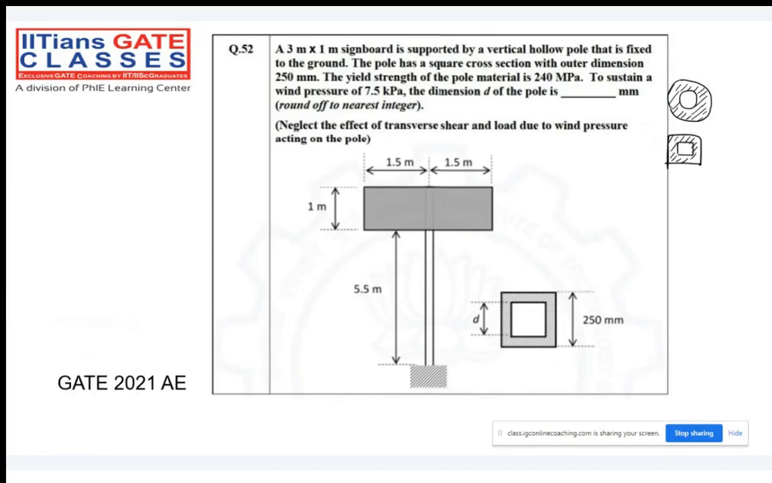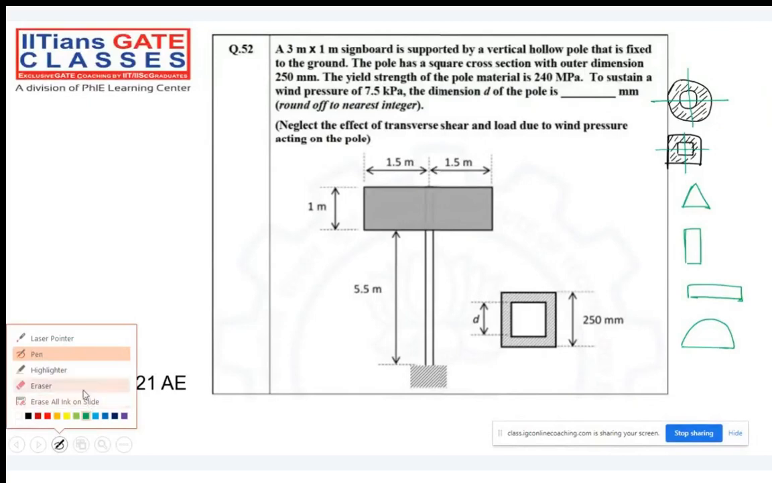That's it. About Ixx, about Iyy. The moment of inertia for a triangular section, for a rectangular section, for a semicircle. All these formulas you should be able to remember, otherwise there will be difficulty. If you take any gear book, any book, you'll be able to find all the properties. Moment of inertia is a property of the cross section, so you can find all the values there.